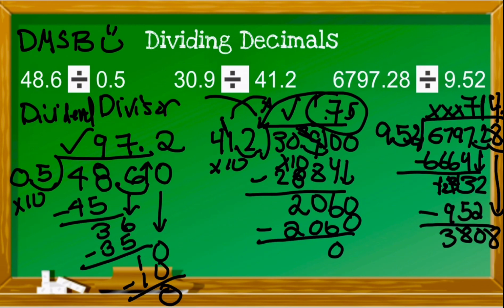And I need to determine about how many times can 952 go into 3,808. It is 4 times. 4 times 2 is 8, 4 times 5 is 20, carry the 2, and 4 times 9 is 36, plus 2 is 38. And once again, I'm left with 0 for the remainder.